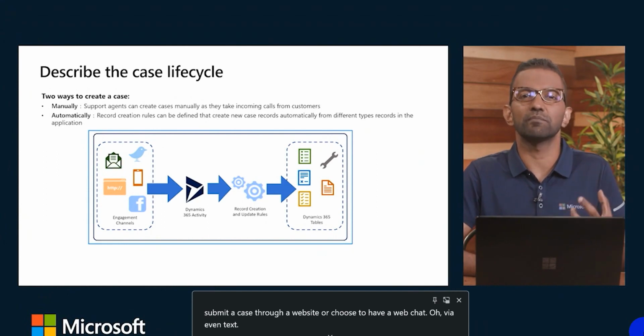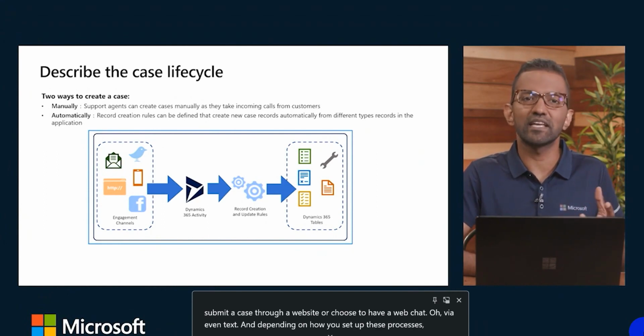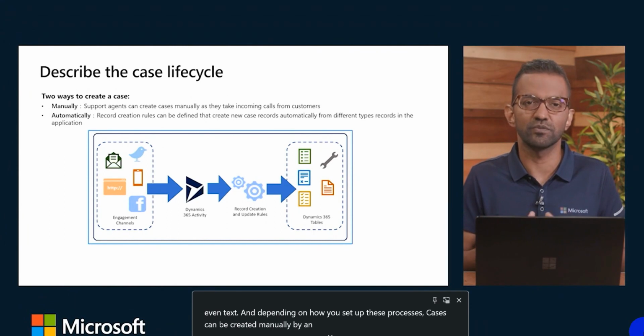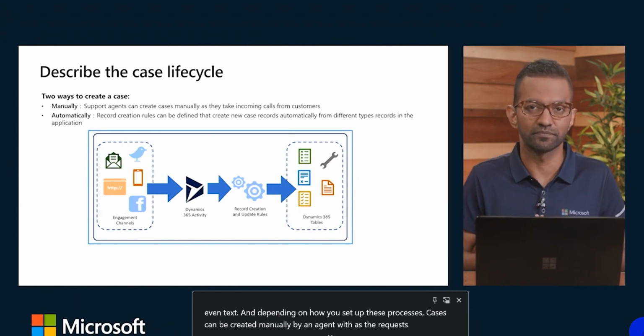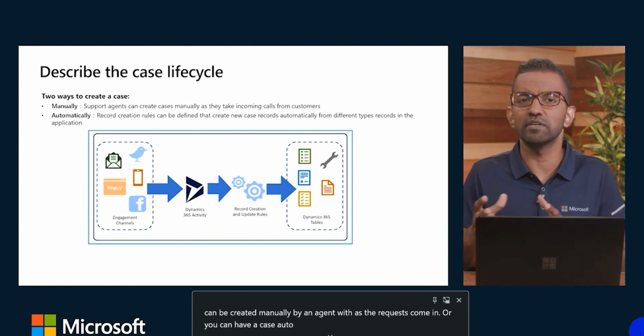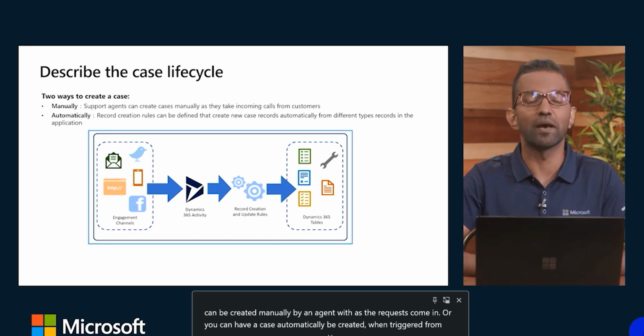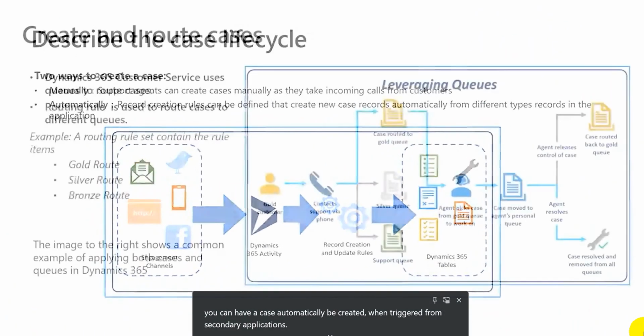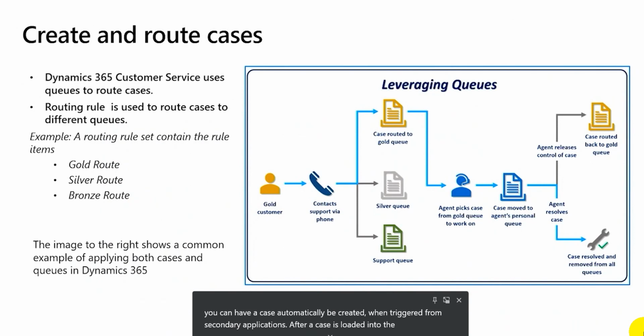And depending on how you set up these processes, cases can be created manually by an agent as the requests come in. Or you can have a case automatically be created when triggered from secondary applications. After a case is loaded into the system, it then needs to be routed to the agent best suited to help resolve it. However, the route can differ drastically from organization to organization. In fact, it can even differ from customer to customer in the same organization.